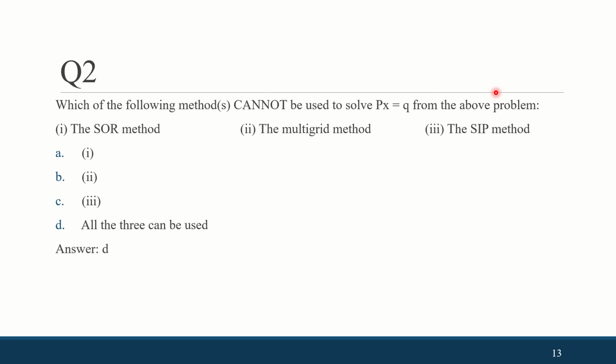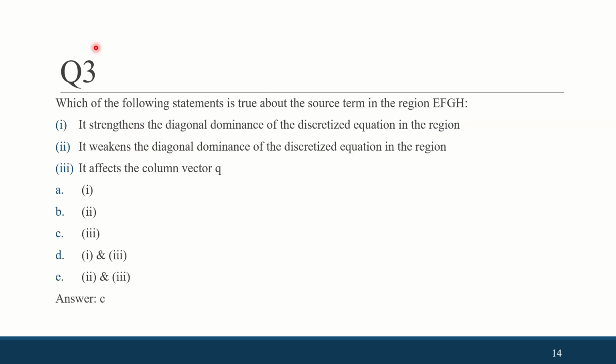Again, all these methods can be used because there is no criteria mentioned anywhere making it not to be used. It cannot be used, so all three can be used.